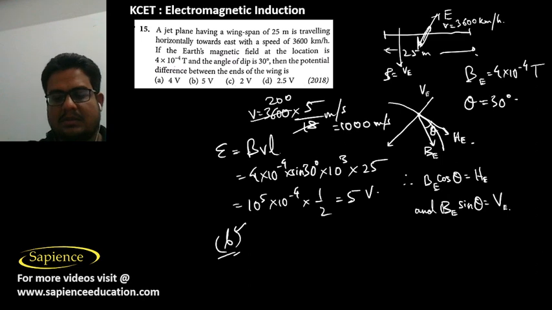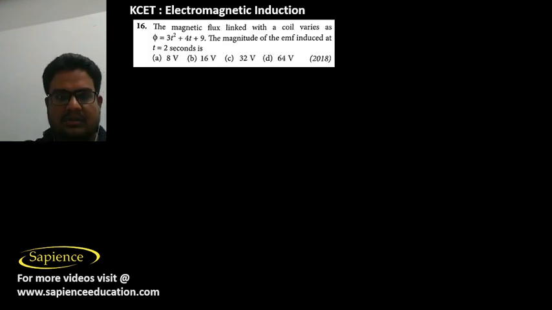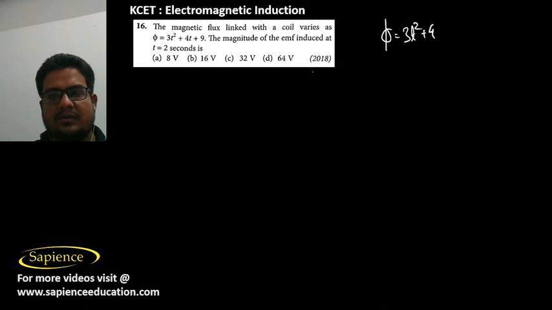Option B is the correct answer. On question number 16, the magnetic flux linked with the coil varies as phi equal to 3t square plus 4t plus 9. So this is the magnetic flux linked with this coil.